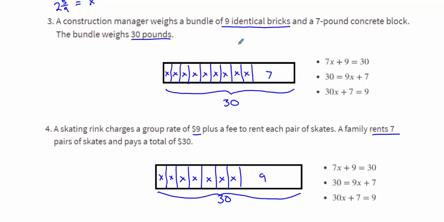Okay, number 3, construction manager weighs a bundle of 9 identical bricks and a 7-pound block of concrete. The bundle weighs 30 pounds. So we have a total of 30 here and here, and I'm looking for something with 1, 2, 3, 4, 5, 6, 7, 8, 9 x's plus the 7 pounds. So that would also be that one. And we would solve it the same way as we did on number 2.